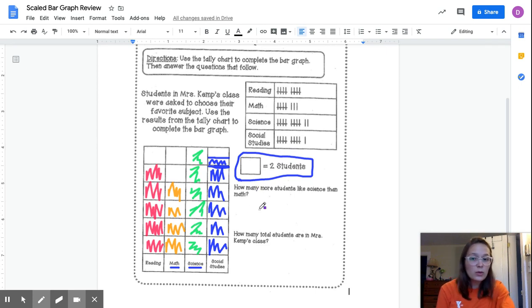The other one that you can choose to do is not a scaled bar graph. It's just having you practice interpreting it, answering some of the questions, so you don't have to worry about looking for the key on the next worksheet.